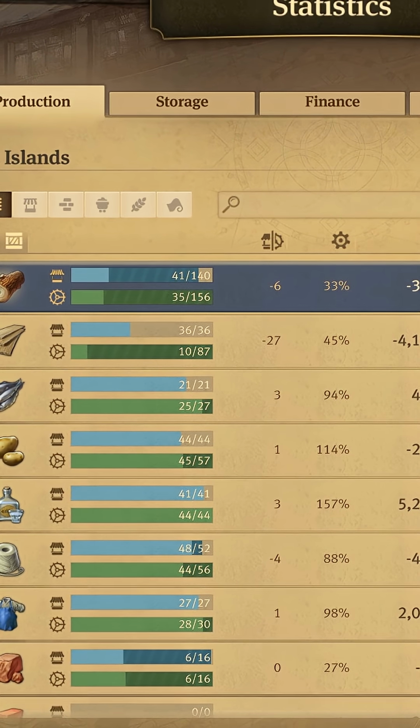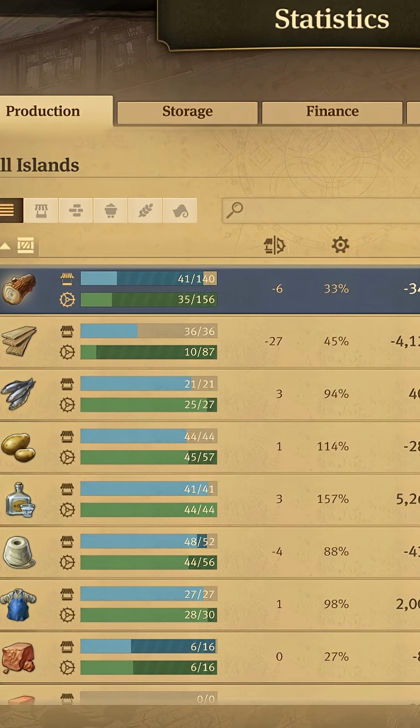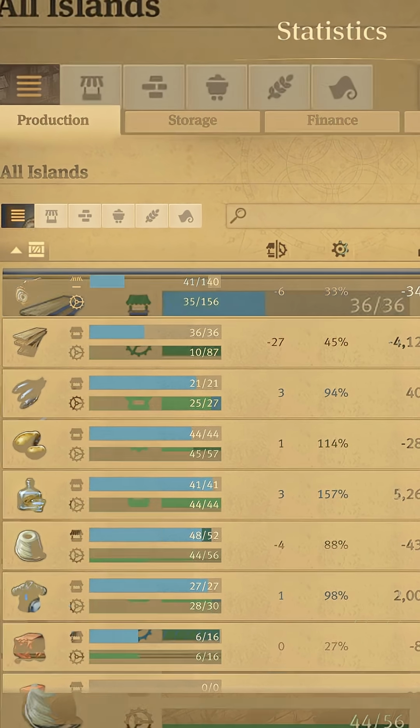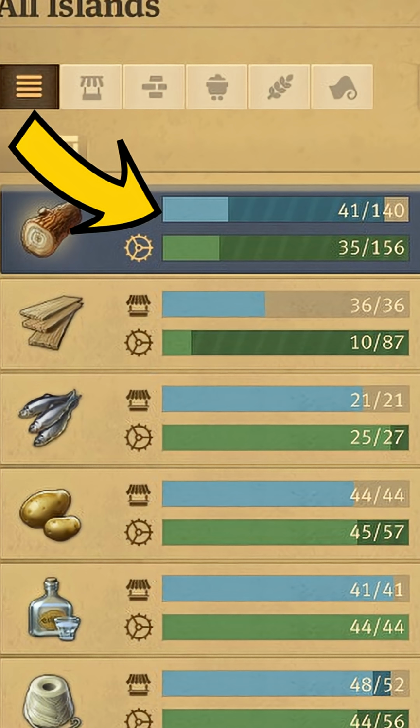This is where you're going to see exactly how much of something you are producing versus how much you are consuming from either your population or from other production buildings. If you take a look at anything on there, it's going to show you 2 different numbers. Now, these numbers are flipped depending on if you are on console or PC, but don't worry, focus on the colors.